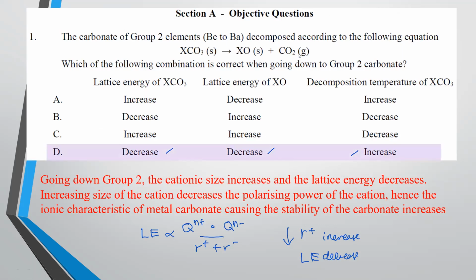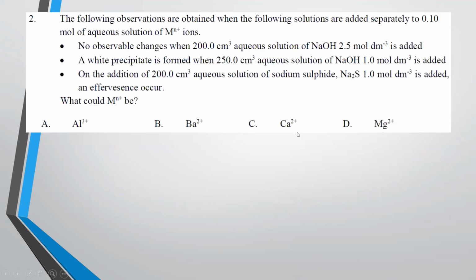Then we go to question number 2. Okay, the following observations are obtained when the following solutions are added to 0.1 mole of aqueous sodium Mn plus ions. No observable changes when 200 cm3 of aqueous solution of NaOH, 2.5 mol per dm3, is added. A white precipitate is formed when 250 cm3 of NaOH is added, and on addition of 200 cm3 of sodium sulfide Na2S, effervescence occurs. So what could be M?